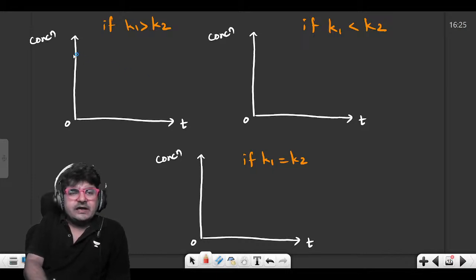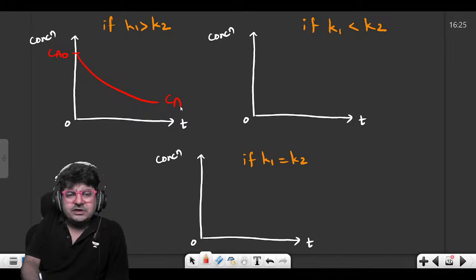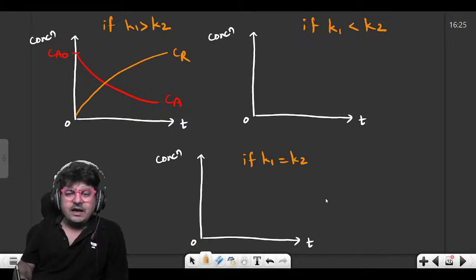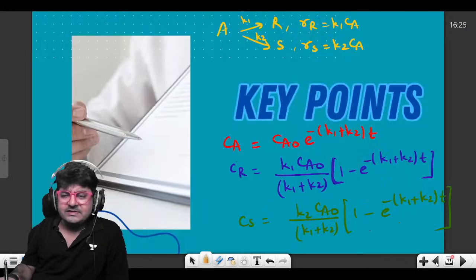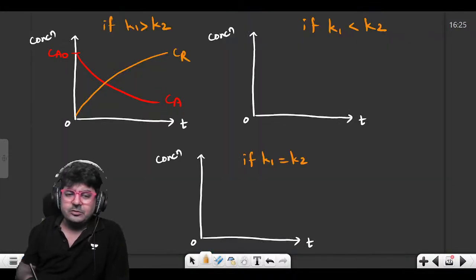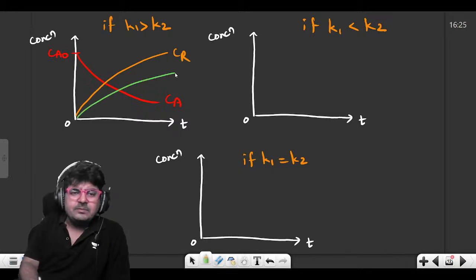Okay, so for Ca you know at T0 it will be Ca naught, it will decrease exponentially like this. For R, it will increase exponentially like this. And since K1 is more, so you can see Cr and Cs equation is same. The only difference is K1 and K2. So if K1 is more, the concentration of R will be more as compared to S. And S will be something like this.